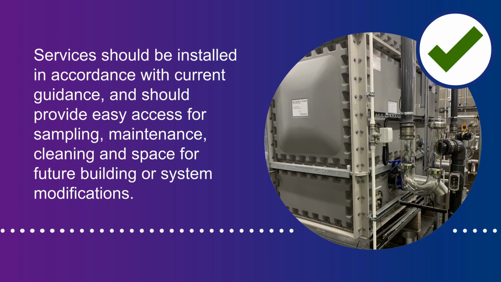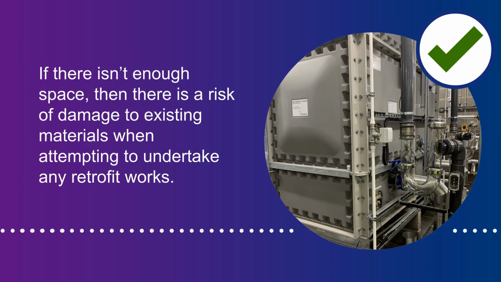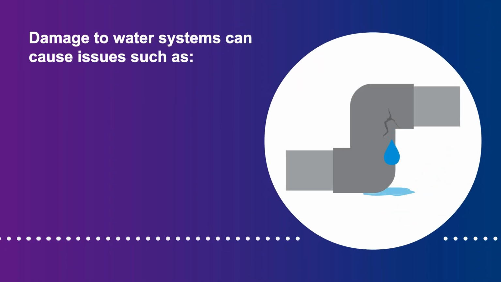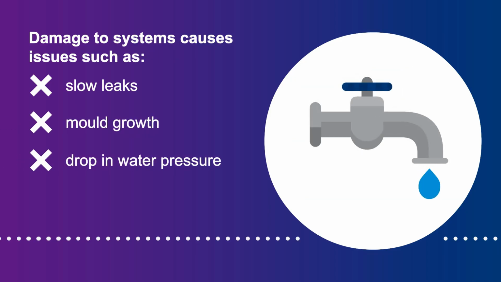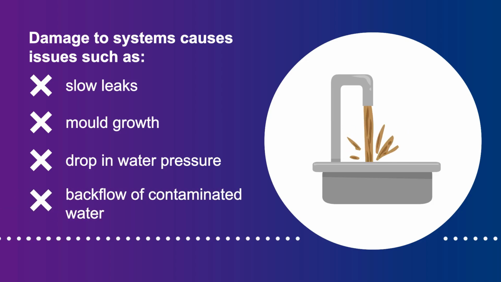Services should be installed in accordance with current guidance and should provide ease of access for sampling, maintenance, cleaning, and space for any future building or system modifications. If there isn't enough space, then there is a risk of damage to existing materials when attempting to undertake any retrofit works. Damage to water systems can cause issues such as slow leaks, which can lead to the growth of germs, or a drop in water pressure, which may result in backflow of contaminated water from elsewhere in the system.